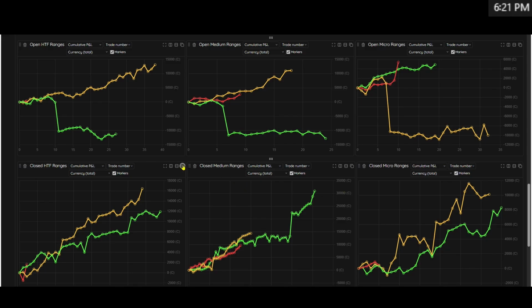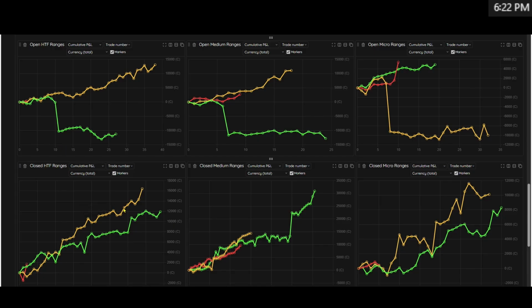Now, this is going to be split up with another tag group, which we'll get to, called the window tags. These are going to be top of the hour, high time frame ranges, and this is sort of the bottom hour, high time frame ranges. We got the medium range, top of the hour, bottom of the hour, medium ranges, and then the micro range, you guessed it, top of the hour, bottom of the hour. And you can just see how much more parabolic the ranges are when we're not at the top of the hour, which is interesting to see.